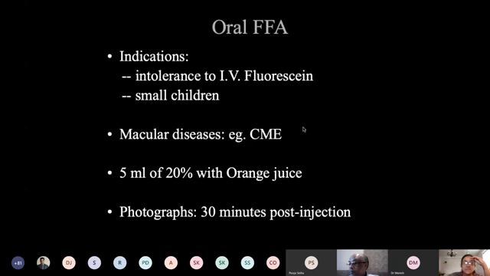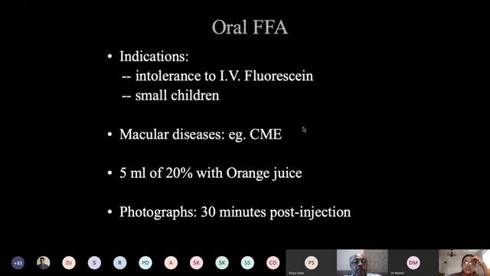Or the other option, as was just being discussed, is that if you don't want to do an FFA, then yes, you have other diagnostic modalities available. Also, the time taken from when you give the oral dye until it starts appearing in the retina is much longer in comparison to when you inject the dye intravenously. You'll probably have to wait something like 30 minutes before you start appreciating the dye in the retina. So here you have to patiently wait before you click your first photograph.